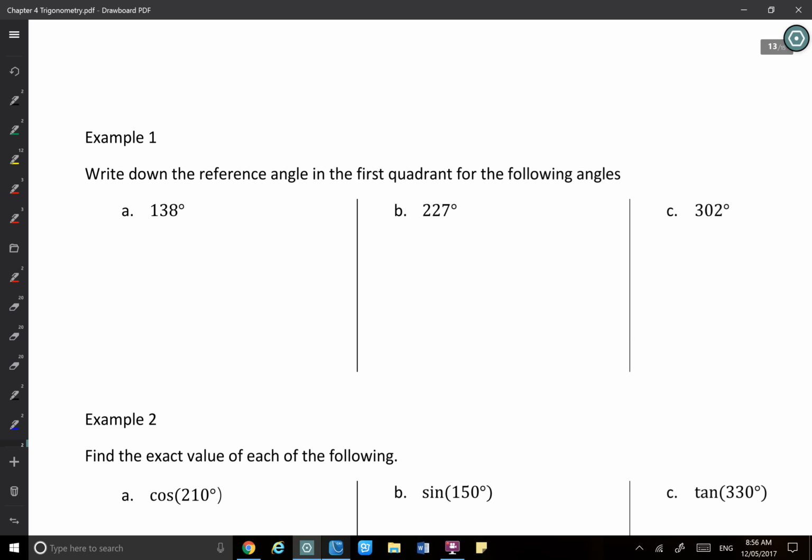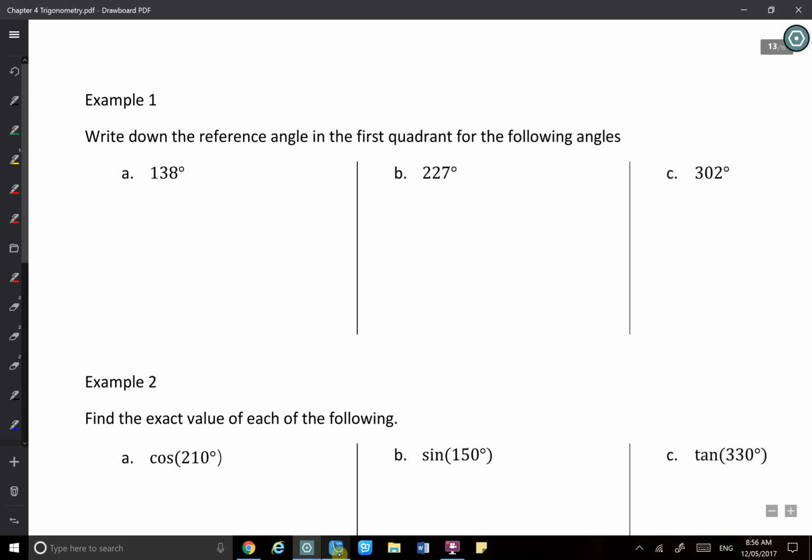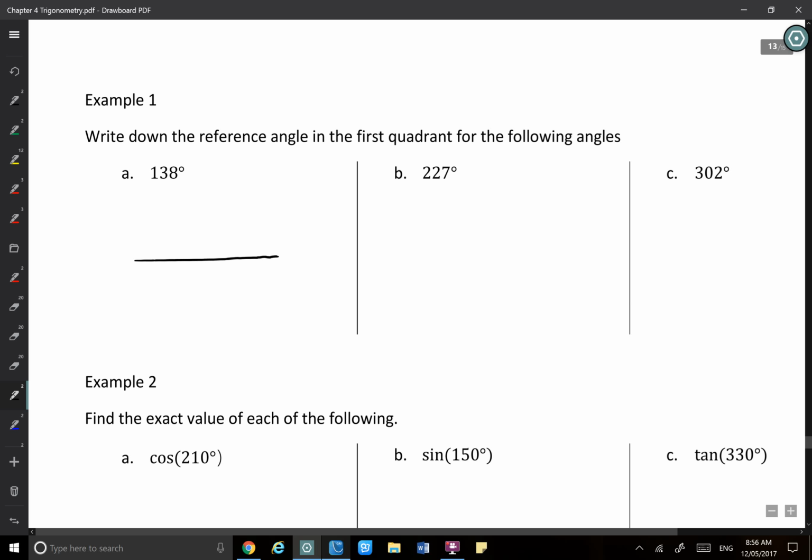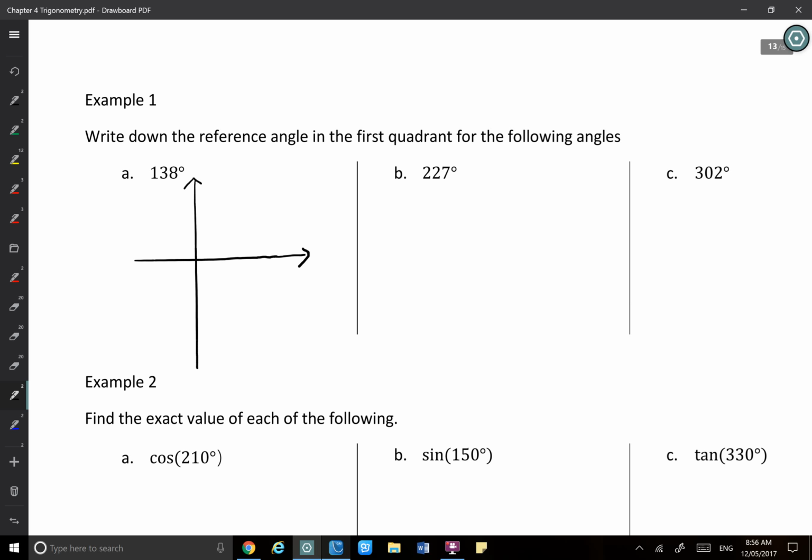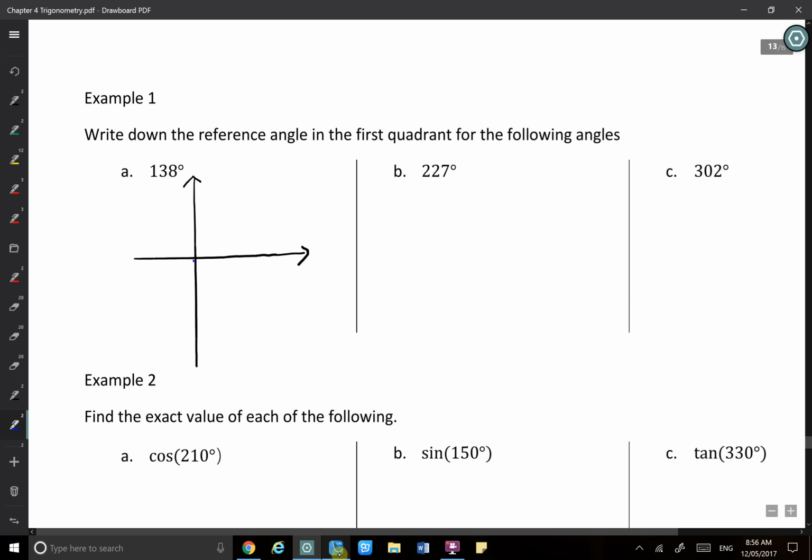Write down the reference angle in the first quadrant for the following angles. So 138 degrees. The method is to draw the Cartesian plane and draw 138 degrees on it. Where is 138 degrees? Just roughly sketch it in the correct quadrant, that is enough. I start from the positive side of the x-axis and sweep 138 degrees. That's 138 degrees.